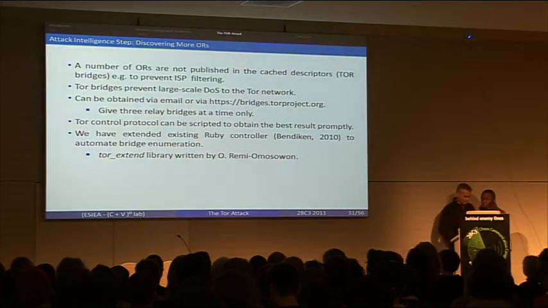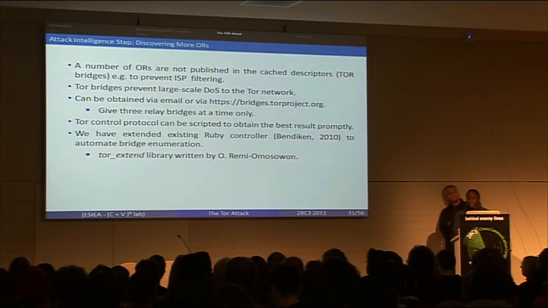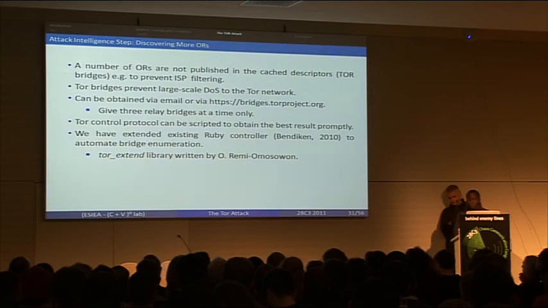Tor works with what we call bridges and relays, as explained at the talk yesterday. The bridges are supposed to be a way to prevent countries, governments, or adversaries from denying access to Tor completely. But there's a way for users to actually get the bridges, which is also a way for the very same attackers to get the bridges.